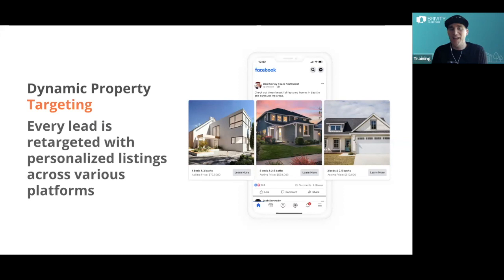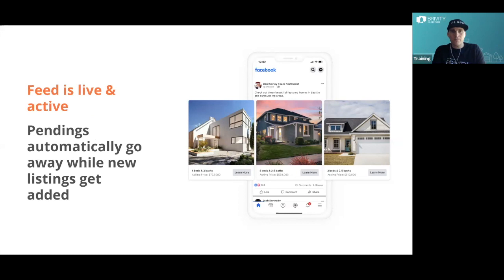So we're going to make sure that these folks are constantly seeing active listings, right? Some of your markets' listings don't stay active for very long. So we've got these ads that are constantly rotating out the pendings, bringing up the new listings. There's always new stuff for that person to see as they head back to Facebook or Instagram or any of these websites or apps, right? We're constantly retargeting these people with properties they like, because we're doing it based on the properties they've been looking at on your website.